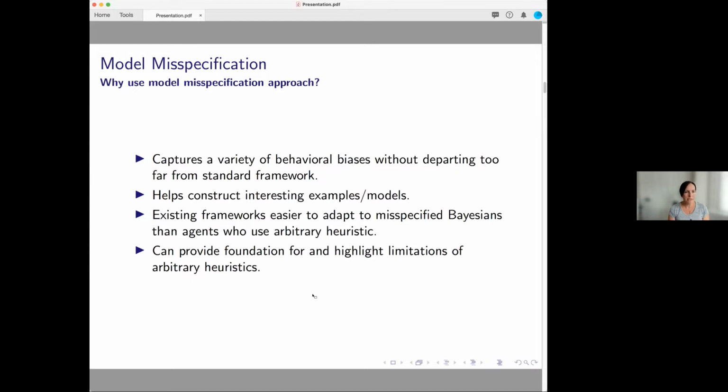It's also been shown to help construct interesting examples or models. The framework has a lot of structure, and so it really helps us write down different ways that we could think about agents making learning errors. And then lastly, if our core questions are about how such learning biases may impact markets or other classic economic questions, then it's a lot easier to embed the model misspecification framework in existing frameworks, say taking it to a market to look at how prices are determined, than using some arbitrary heuristic. So this approach, as you can see, has many advantages.